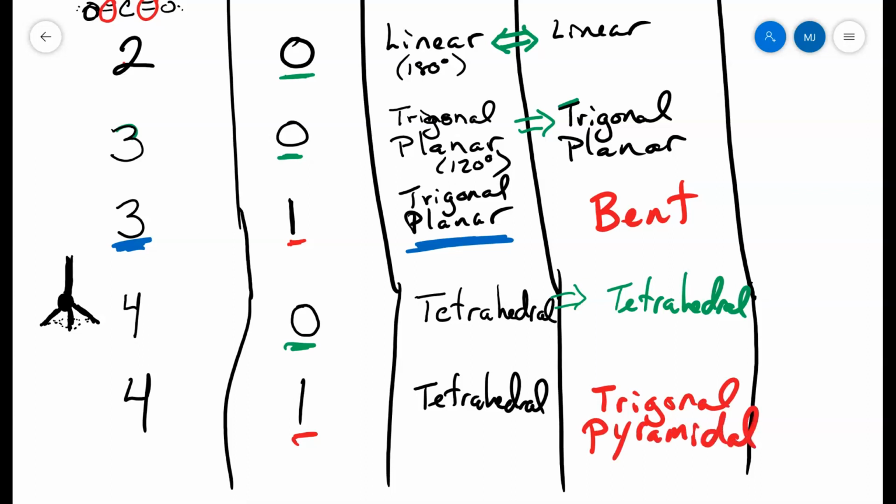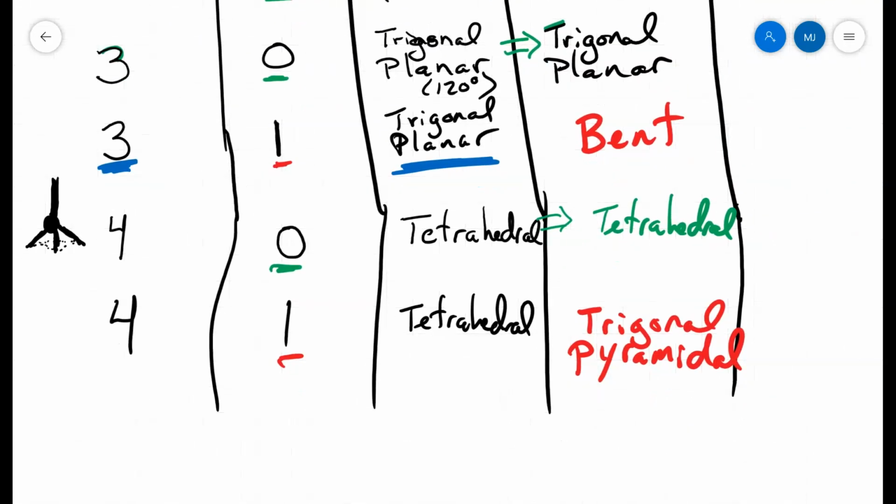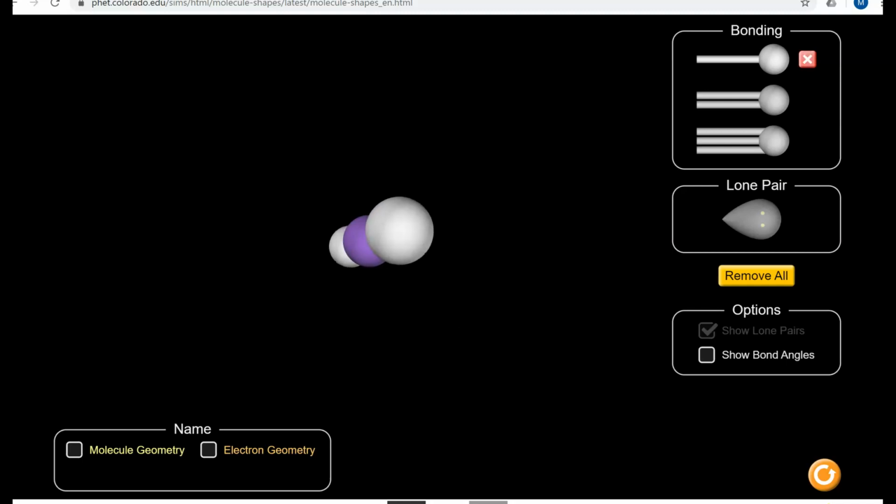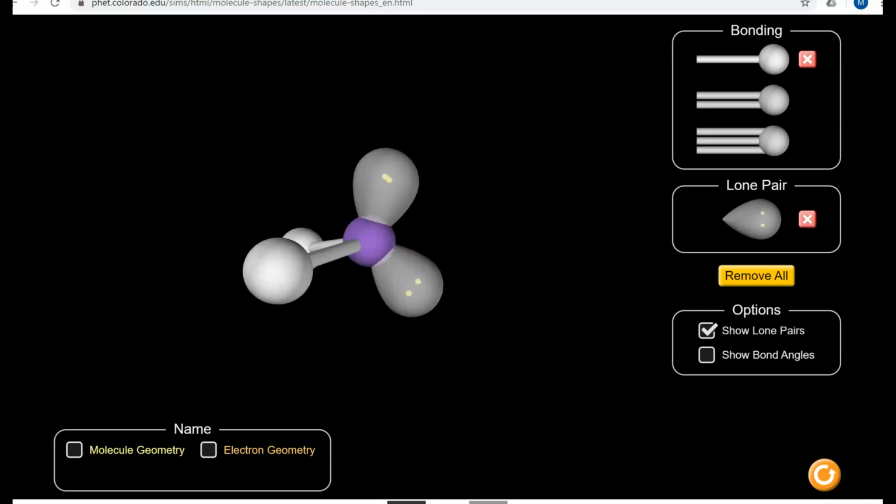All right. Now, we can do another one. We can do a 4, 2. We can have 4 total regions where there's 2 lone pairs. All right, well, 4 tells us it's still tetrahedral. But now, 2 lone pairs. Let's jump over to our model. Let's get rid of one of our bonds and add in 2 lone pairs.